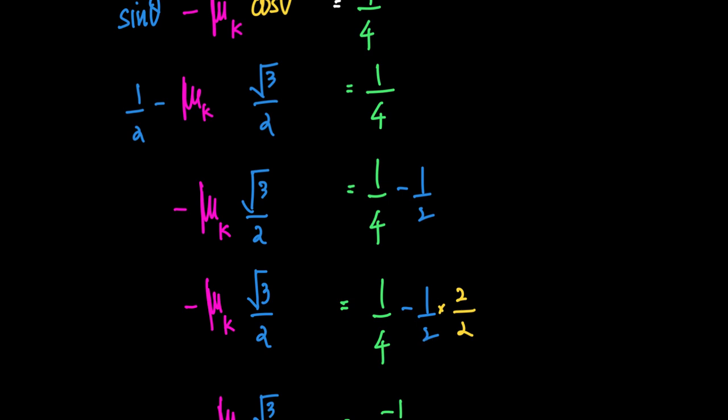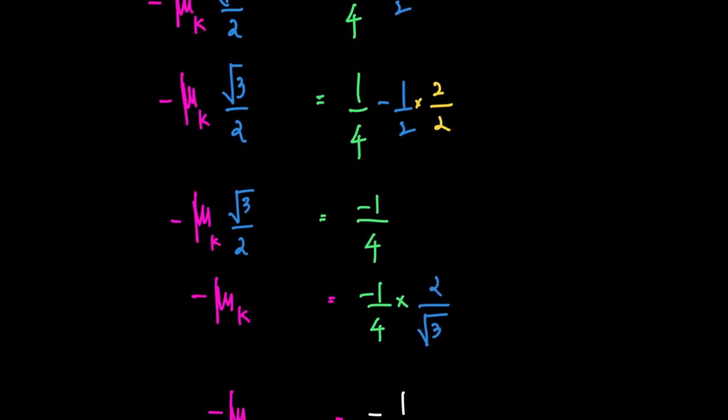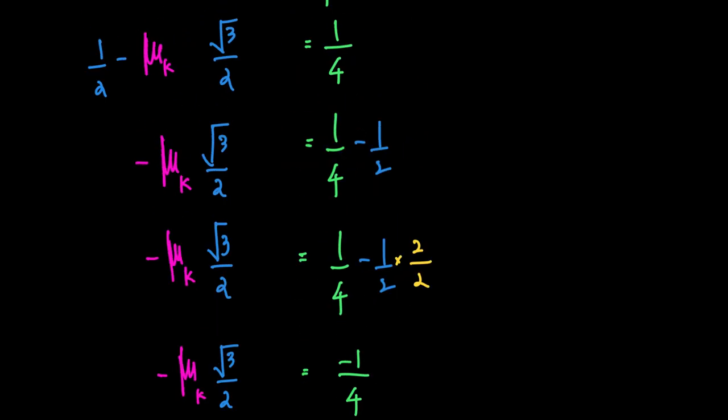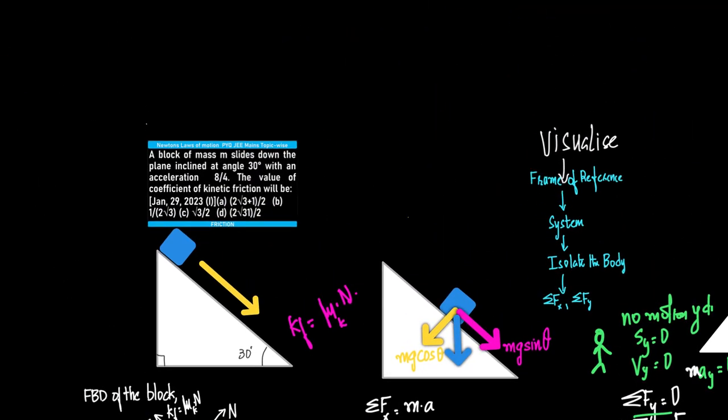I'll multiply this 1 by 2 by 2 in numerator and denominator. So what we get is minus mu k into root 3 by 2 is equal to 1 minus 2 by 4, which is minus 1 by 4. So minus mu k is equal to 2 into minus 1 by root 3 into 4, which is minus 2 by minus 4, that is minus 1 by 2 root 3. Therefore mu k is equal to 1 by 2 root 3, which gives us the correct answer as 1 by 2 root 3, option B.